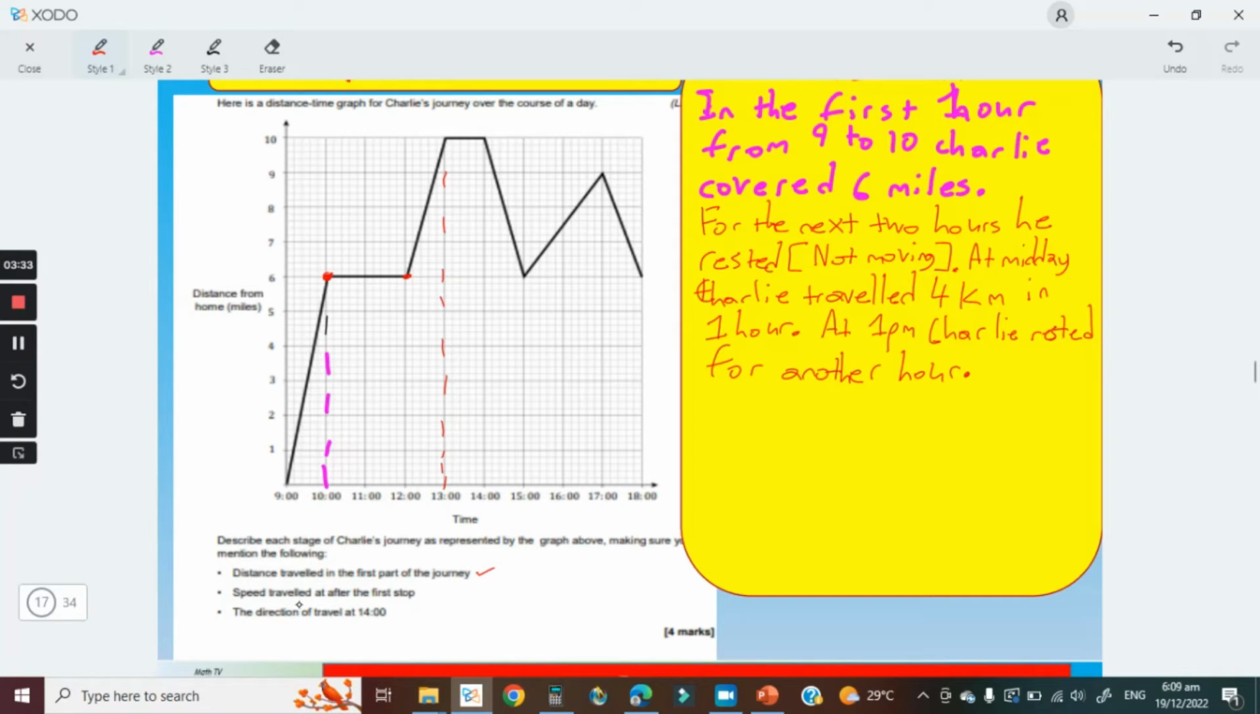So far we've covered the first part of the journey. Now it says the speed traveled after the first stop. We did make mention of the speed: he traveled 4 kilometers in 1 hour. That is the speed, 4 kilometers per hour. Now we're at 2 o'clock and we need to describe this. Realize that it's going down now, so that means Charlie reversed his direction.